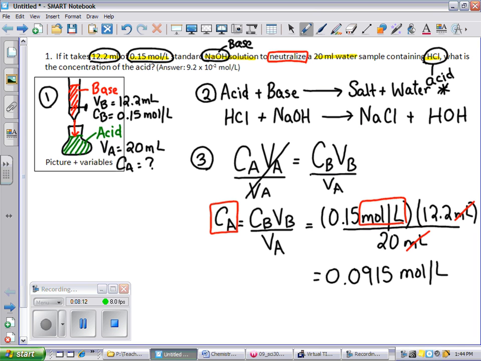as significant digits. So if we go back to the values that are given in the question, 12.2 milliliters has 3 significant digits. 0.15 mole per liter has 2 significant digits because the 0 before a number is not counted as significant. And the 20 milliliters also has 2 significant digits because zeros after are significant. So if you go by the significant digits, the lowest significant digit is 2. So your answer should only have 2 significant digits as well.